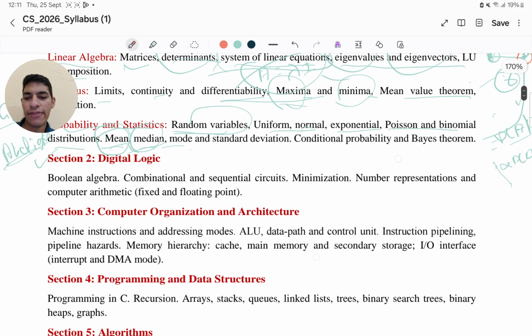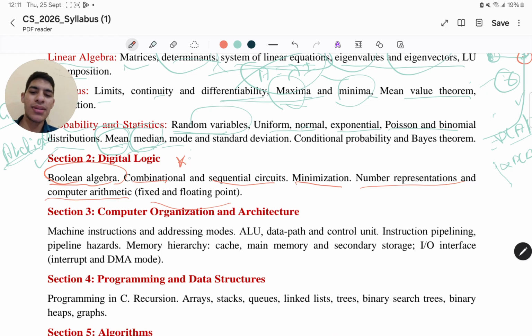So what comes into digital logic is Boolean algebra. You have combinational and sequential circuits, minimization, number representation, computer arithmetic, fixed point, and floating point. From the Boolean algebra, you relate everything to the gates, that is, how you solve the K-map.